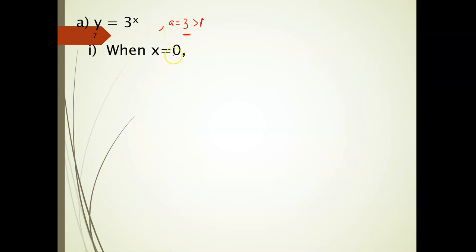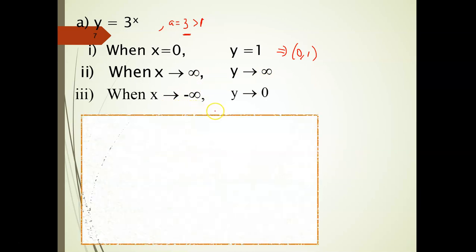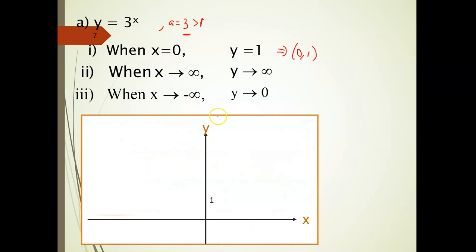Okay, so when x equals 0, then your y will be 1, so you will have a coordinate of (0, 1). When x approaches infinity, y will approach infinity as well. When x approaches negative infinity, y will approach 0. So your graph will be like this.